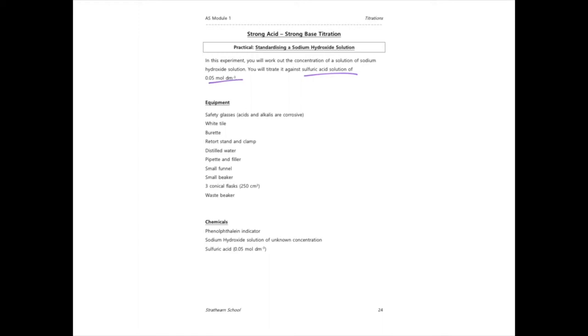In other words, standardizing the sodium hydroxide solution, because remember, a standard solution is one of known concentration. So for standardizing a solution, we're finding out the concentration of it. Your equipment is listed there, and the chemicals as well. The indicator that we're going to use in this example is phenolphthalein.